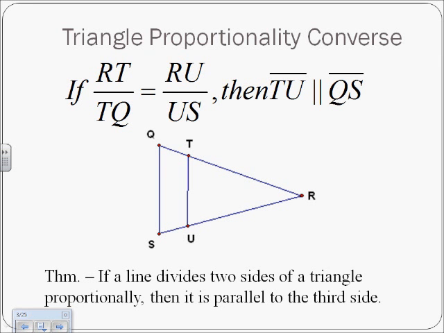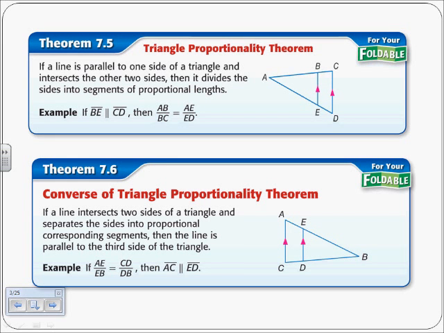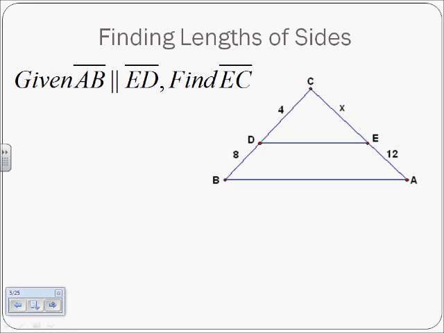We have the converse to that, the triangle proportionality converse. In general, it states if a line divides two sides of a triangle proportionally, then it is parallel to the third side. So in this case, if RT over TQ is equal to RU over US, then the two lines TU and QS are parallel. So we have the triangle proportionality theorem and the triangle proportionality converse, just formally written from our text. And now we'll apply it.